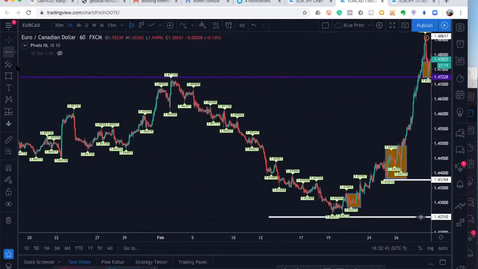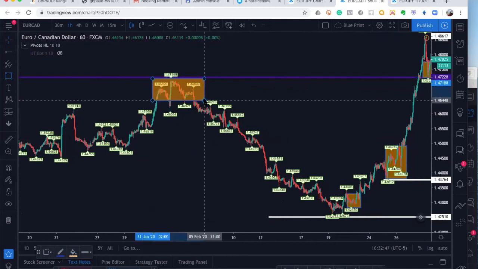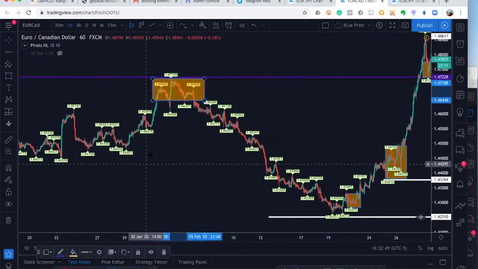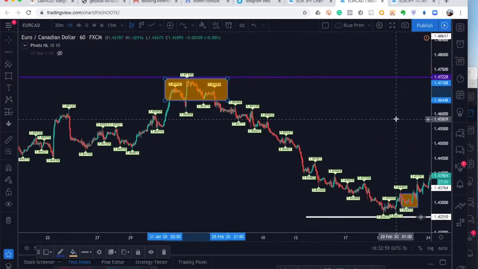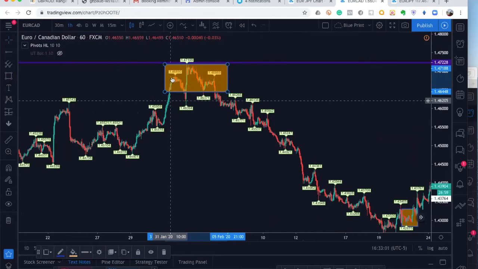Watch this here. Consolidation. Up, down, up, down, up, breakout. Wow. Trade that breakout. That's it. Also, I like to trade patterns. This is a head and shoulders.